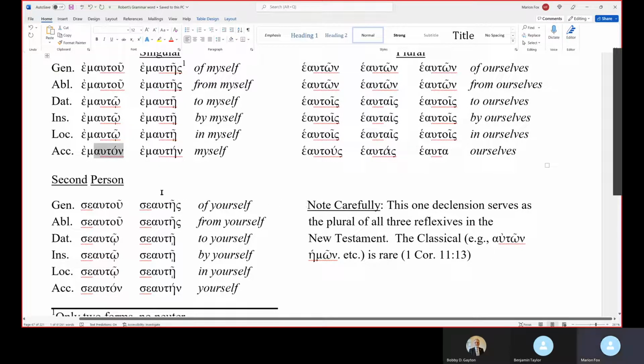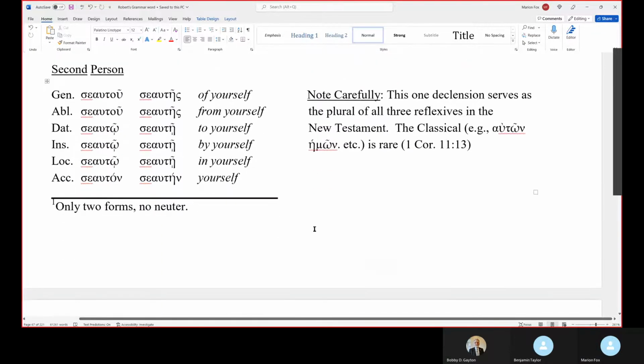We have the second person form, and again, we have the ending and so forth, and the sigma epsilon on the beginning. And then they just take the forms of autos and sigma epsilon, okay? And this one declension serves as the plural for all three reflexives in the New Testament. Only two forms, no neuter. Okay. All right.